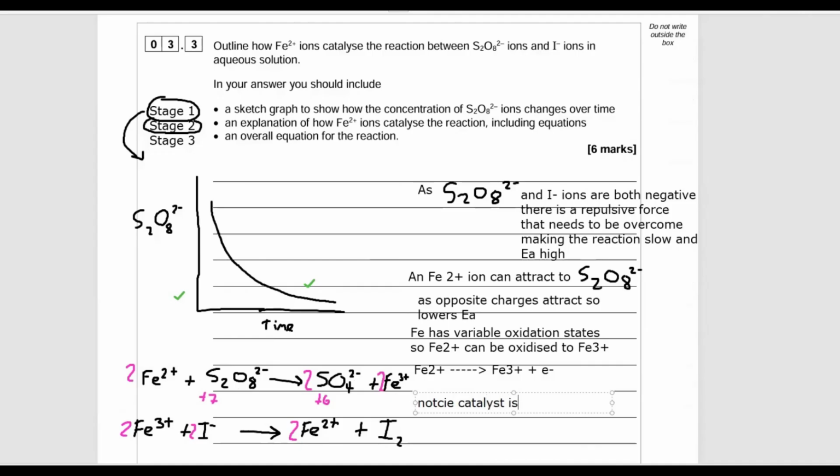Okay, now not C. Oh my gosh, I can't spell notice. Not C, I mean notice. Catalyst is reformed. Okay, you won't get marks for writing that. That's just me trying to show you what's going on here.